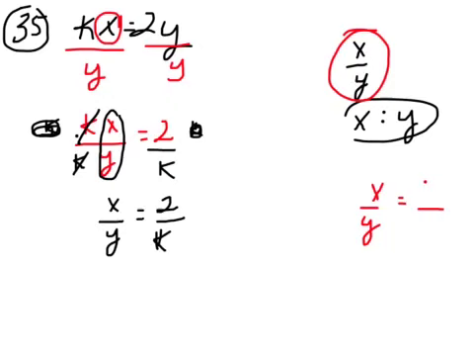You could write it like that, 2 over k, or you could even put it 2 to k. I'm not sure what they're doing in the answer key, but I'm going to guess that they're going to write it as this.